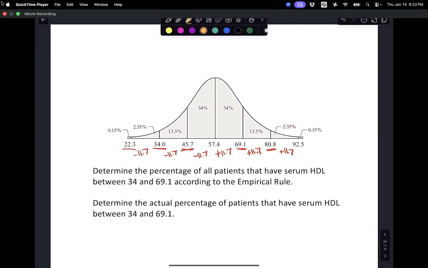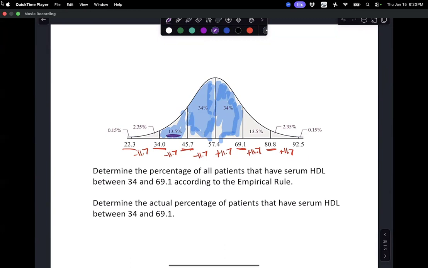So what we're being asked, I'm going to get rid of this. I'm going to get a highlighter because it's fun. Who doesn't have fun coloring with a highlighter? We want to know the percentage of all of our patients that we would expect to be between 34 and 69.1. So I'm going to highlight all of those sections. There's that one, this one right here, this one right here. That's it. So these are the sections on my diagram that are between 34 and 69.1. So we're just going to add those 3 together.